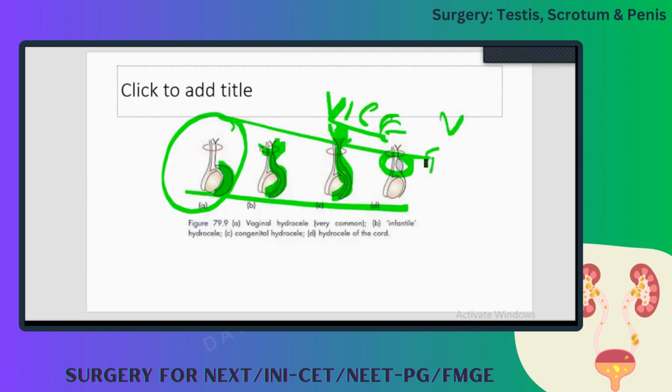So, we remember it as VICE: Vaginal, infantile, congenital, encysted. Vaginal is the most common. Infantile, you can see these images, then you will remember, up to the deep ring. Into the abdomen, congenital. Only of the cord, it is encysted hydrocele of the cord.